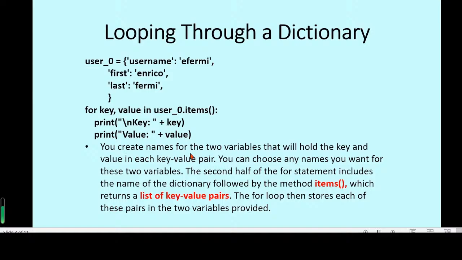You create names for the two variables that will hold the key and the value in each key value pair. You can choose any names you want for these two variables. The second half of the for statement includes the name of the dictionary followed by the method items, which returns a list of key value pairs. The for loop then stores each of these pairs in the two variables provided.